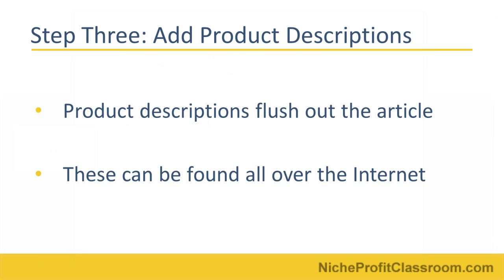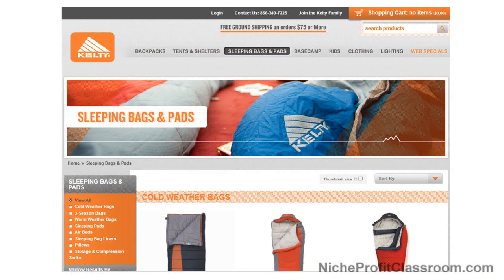Now we can add in specific products and product descriptions to complete the article. You can find these in many places. My favorite places include Amazon.com, as well as the company website, which in this case is Kelty.com. I'll start over at Kelty.com. I've just clicked on their sleeping bags and pads category at the top, and a page is loaded listing all of the sleeping bags that they offer.